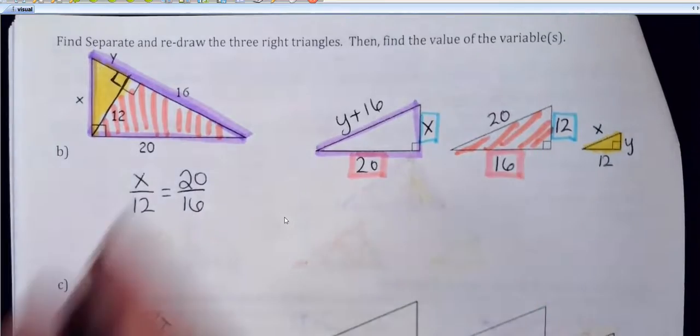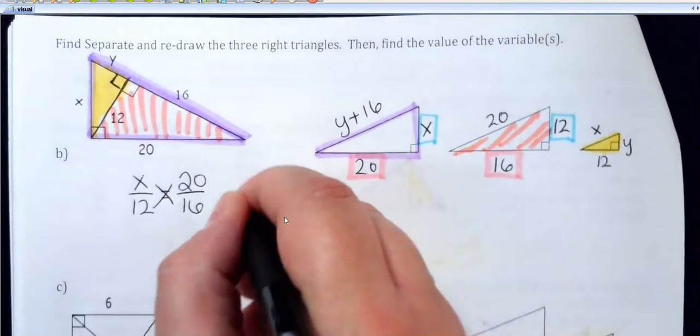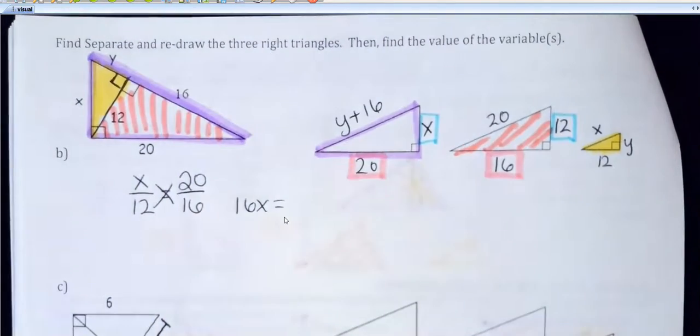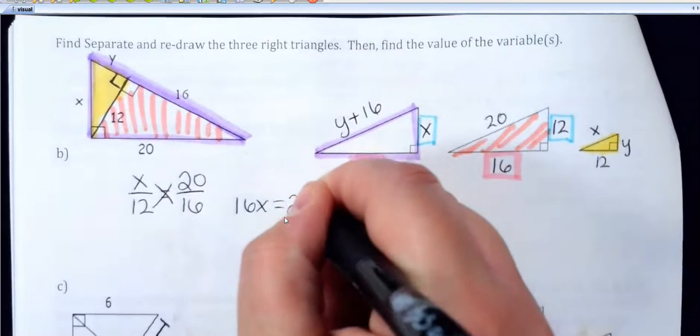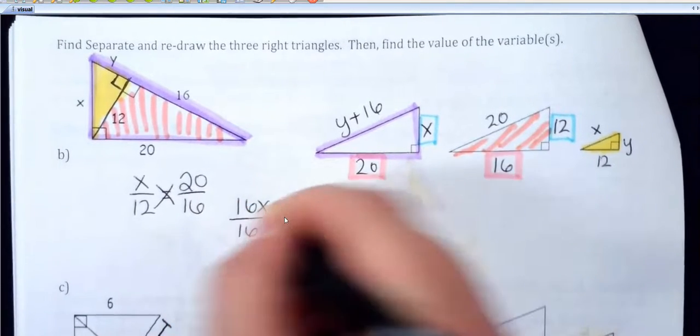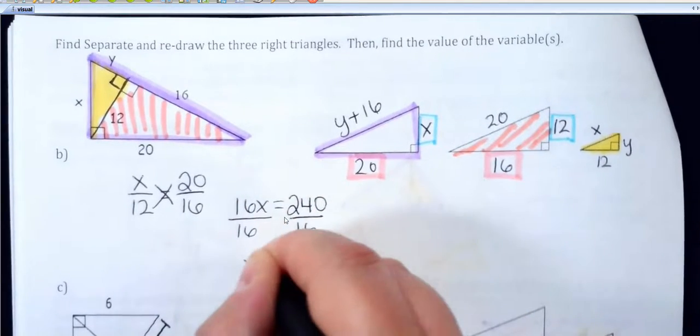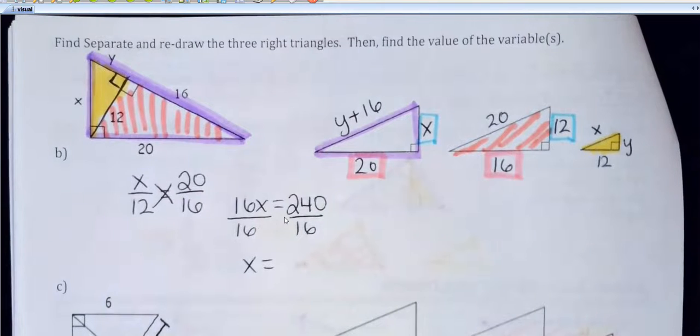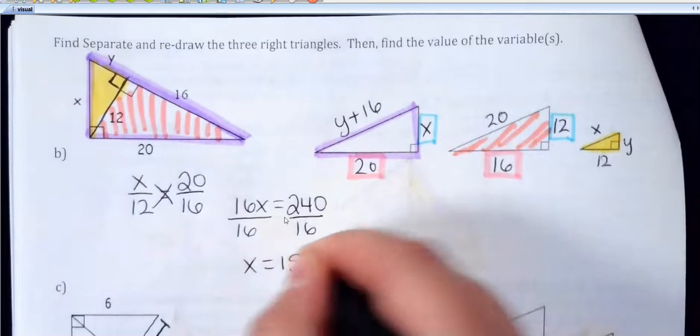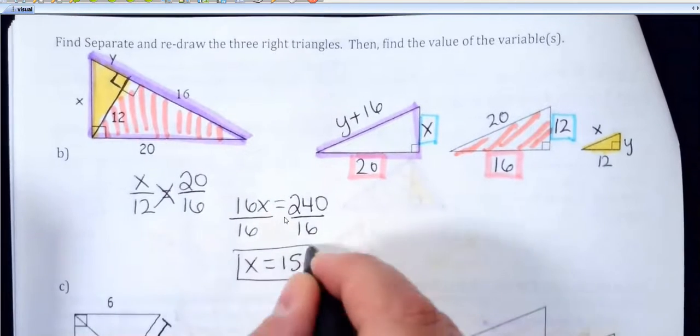So I'm going to cross multiply here. I'm going to get 16 times x equals 12 times 20, which gives you 240. And all you have to do there is divide by 16. So there's no geometric mean here or anything like that. We're not taking a square root. I'm just doing 240 divided by 16. Some of these will be a little bit nicer than others. This is just 15.